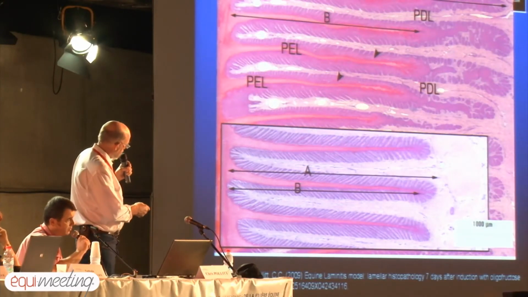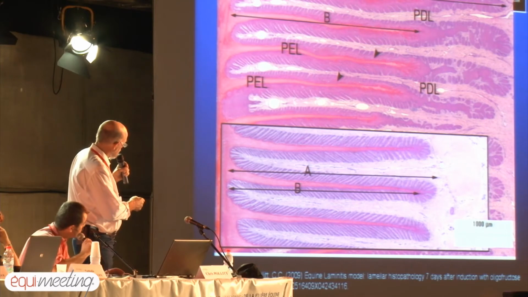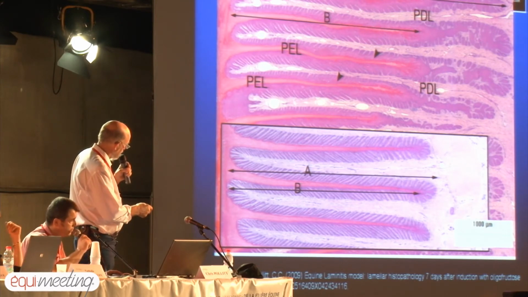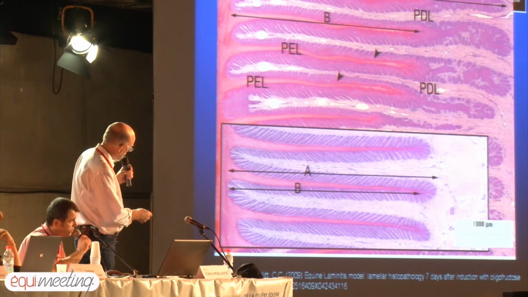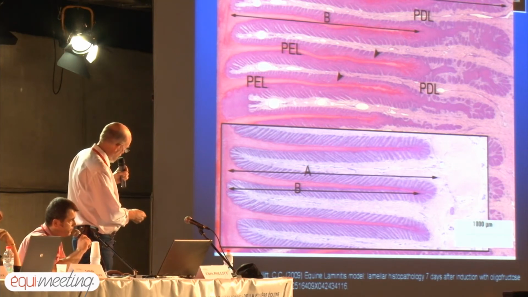And you can see two things. Remember that this is all in the space of 7 days. Several features. The lamellae are probably 20 to 30% longer than normal.